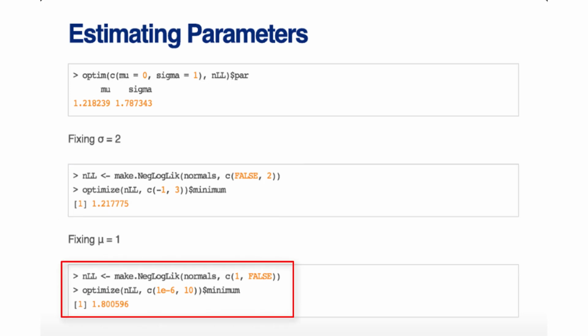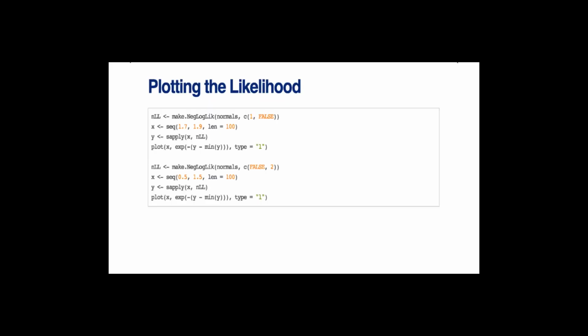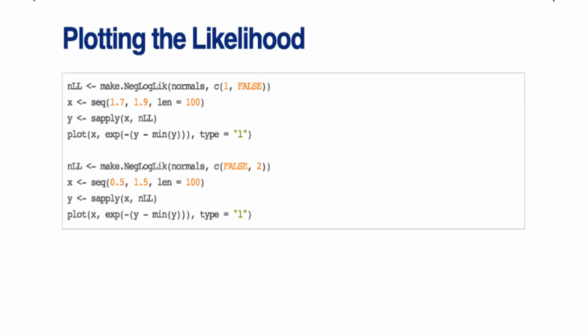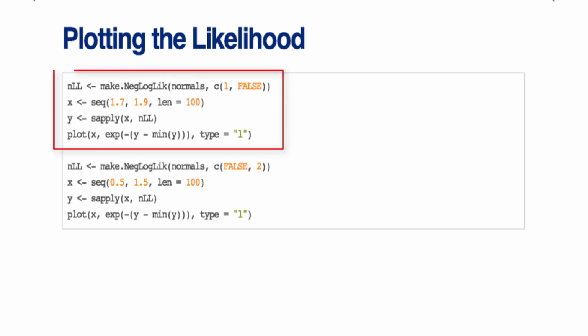I can also fix mu to be 1 and try to optimize over sigma. But in order to do that, I have to construct another function for optimization, and then call optimize on that. Here I get my sigma to be about 1.8. Now if I want, I can plot the likelihood or the log likelihood, and this is very easy to do when I have a function that does not depend on a lot of other parameters. So here I am going to make the negative log likelihood. I am going to fix mu to be equal to 1 and I am going to plot the negative log likelihood as a function of sigma.